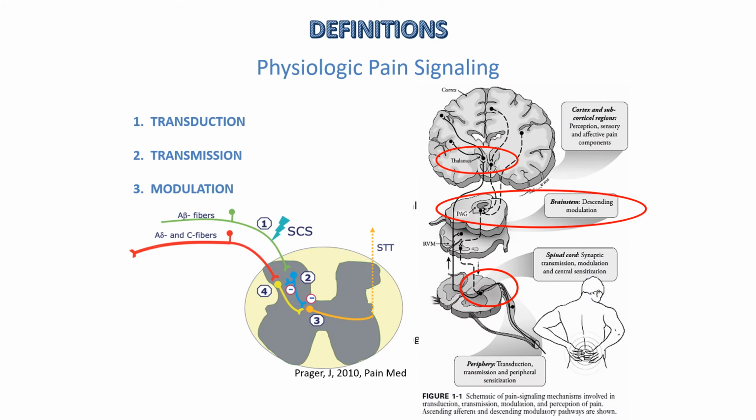Step 3 is modulation, either positive or negative signaling of the pain pathway through the spinal thalamic tract, which can take place in the thalamus, the brainstem, or at the spinal cord. This is where neuromodulation devices perform their action.